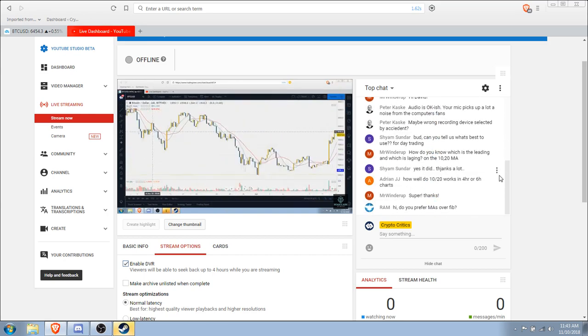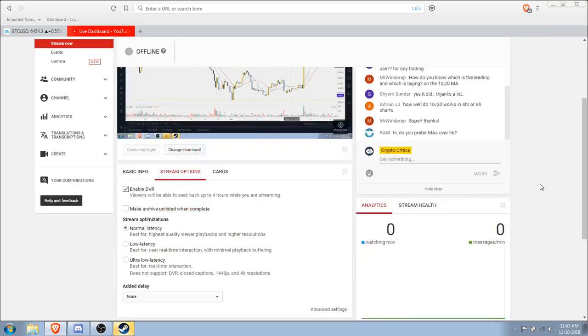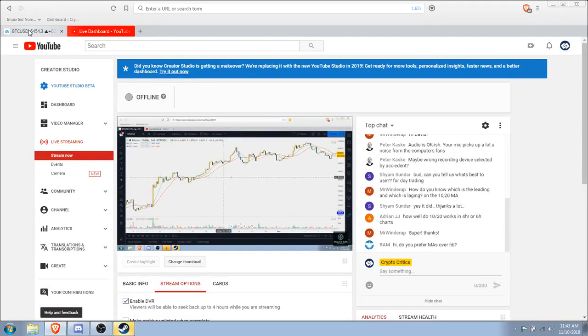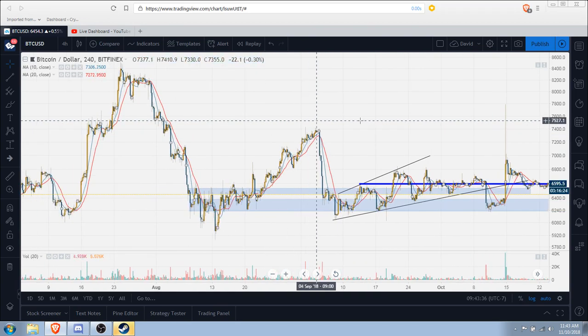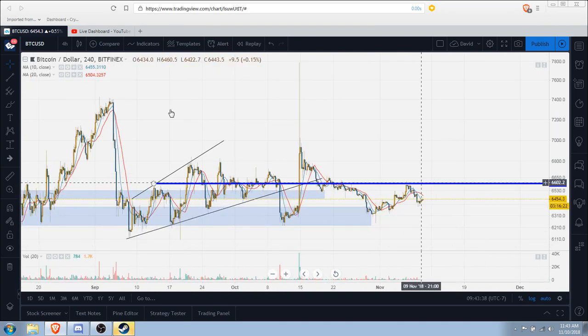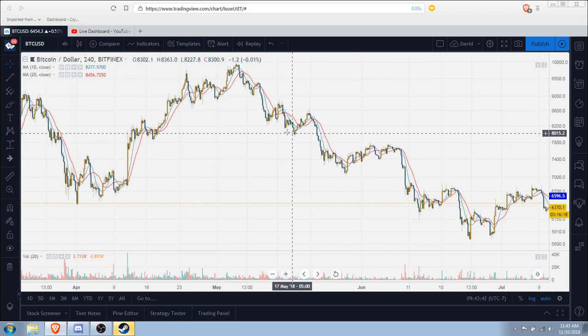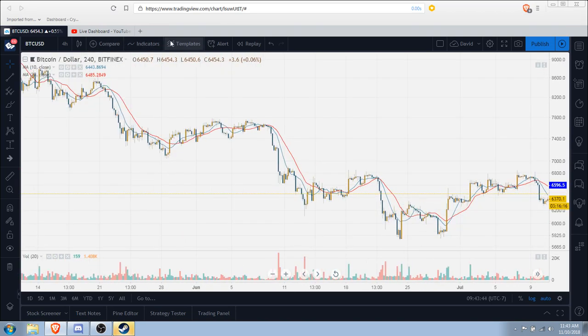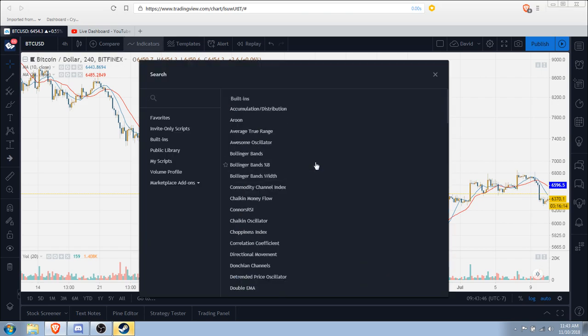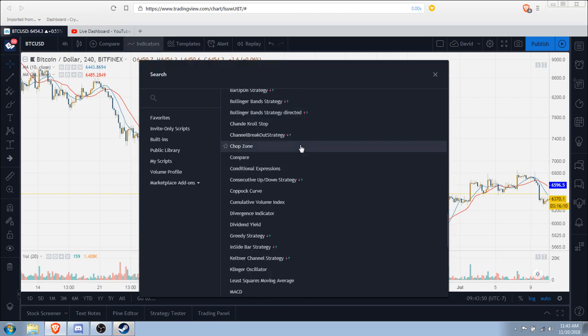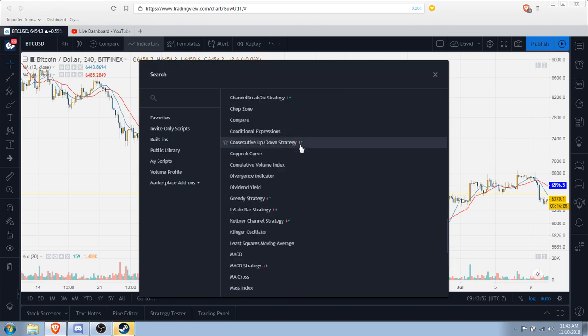Alright. So, I'm not sure. But yeah, so let me see. Trying to think of other moving average strategy or moving average indicators.